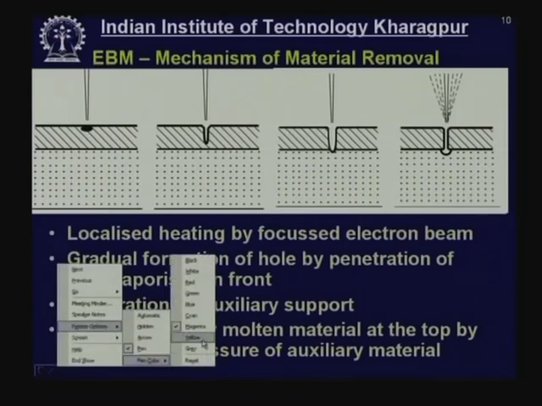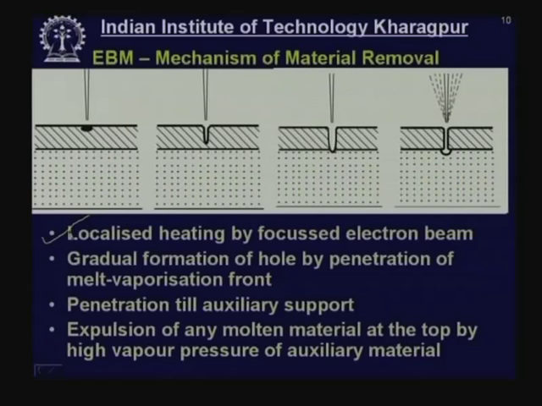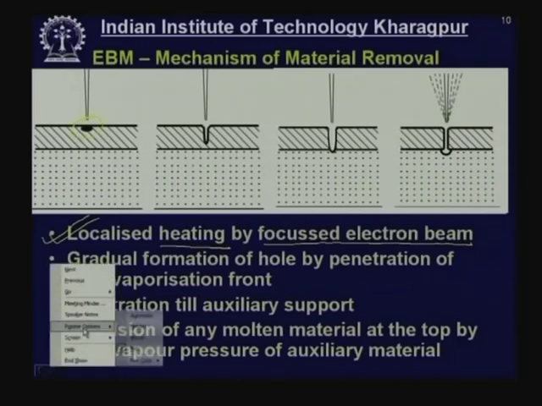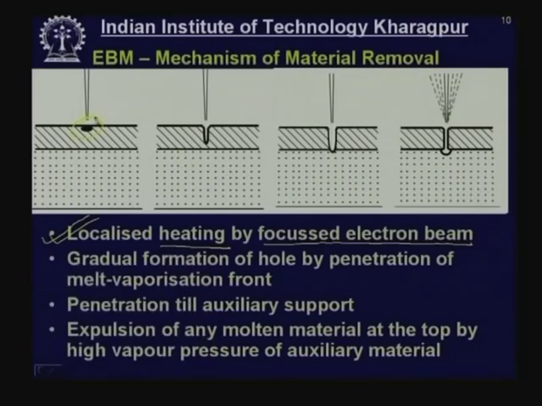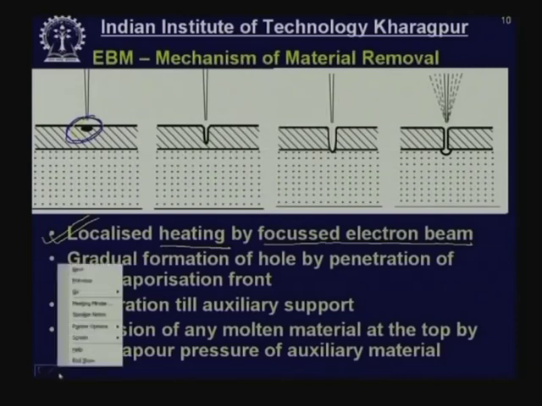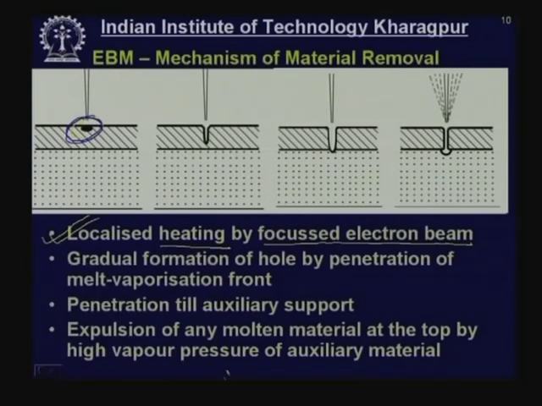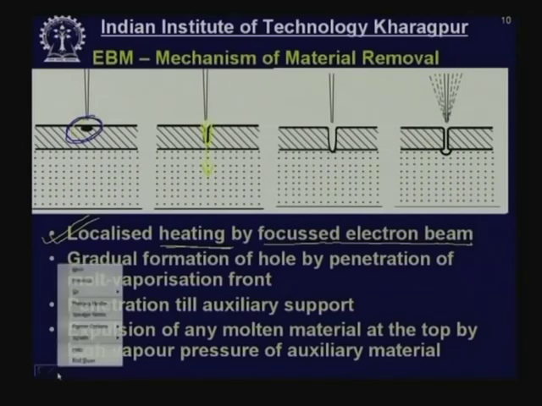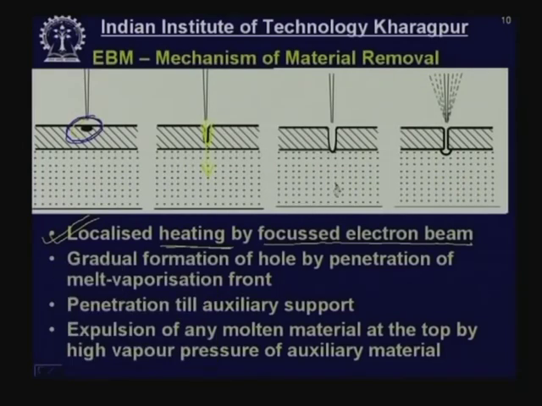So, once the electrons are impinging, what happens? Because of the kinetic energy being transferred into thermal energy, we have localized heating by the focused electron beam. This is my localized heating. Then what happens? Then there is gradual formation of the hole because of penetration of the melt vaporization front. As localized heating takes place, the melt vaporization front develops here and starts to penetrate, and finally it penetrates till the auxiliary material.